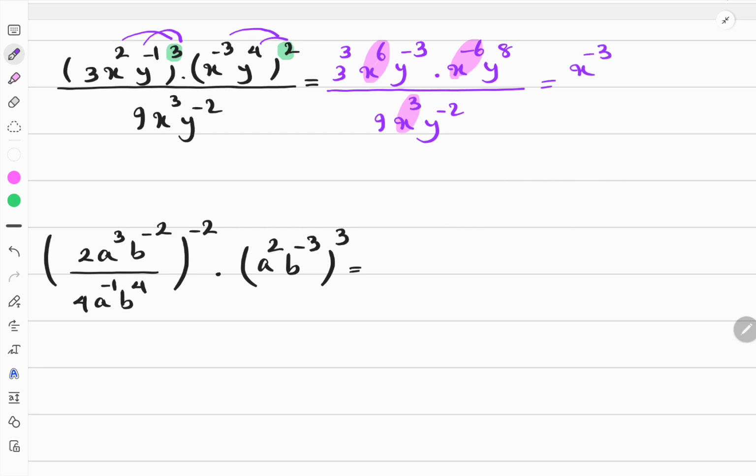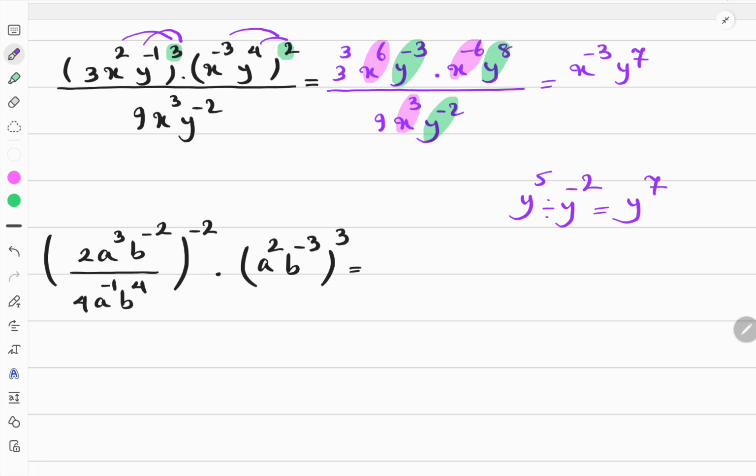And then for y's, y to the power of negative 3 times y to the power of 8 gives us y to the power of 5, because negative plus 8 is 5, divided by y to the power of negative 2. Write one of the y's and subtract negative 2 from 5, which is 5 minus negative 2. The answer is power 7.